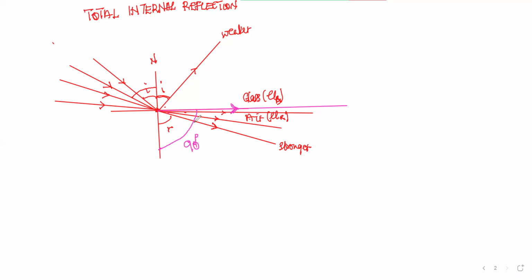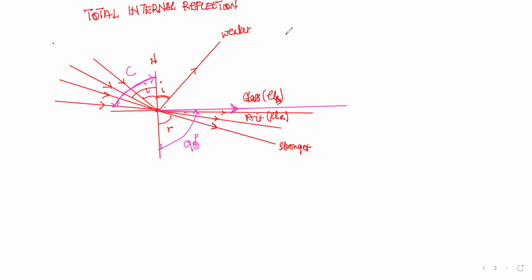90. Now this angle of incidence, meaning this whole angle, we are assuming that's that angle in the denser medium, which gave us an angle of refraction of 90. This angle of incidence in the denser medium is known as the critical angle. This angle of incidence in the denser medium that produces an angle of refraction of 90 degrees in the less dense medium is known as the critical angle.